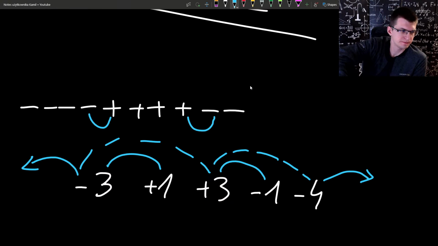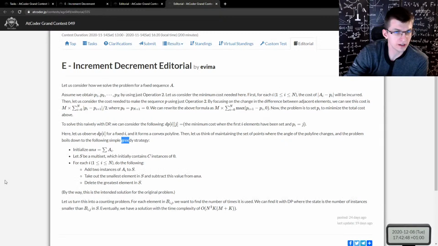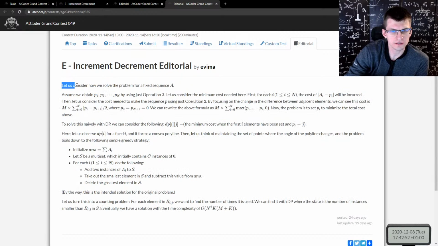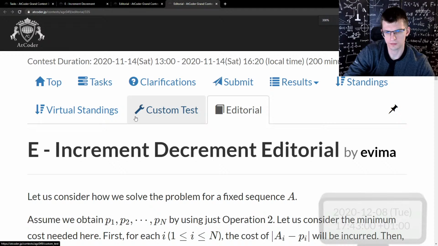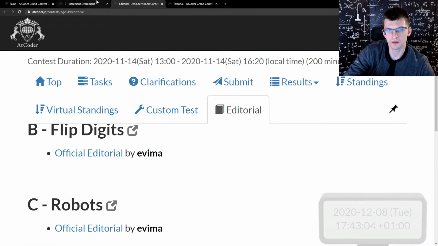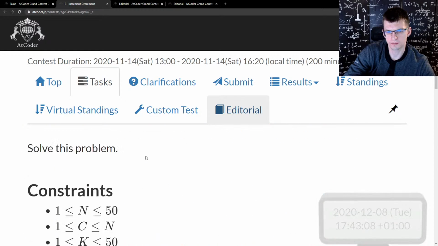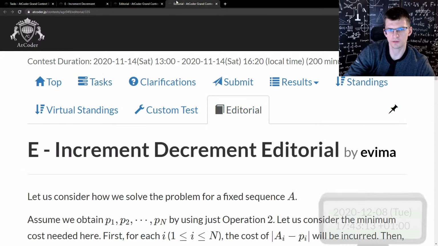I don't see it. Let's move forward a little bit by looking at the editorial, but only in the prefix. Because consider how to solve the problem for a fixed sequence A. Assume we obtain P1 and so on just by using operation 2. What is P? I don't know what is P. Maybe they don't solve the problem backwards.